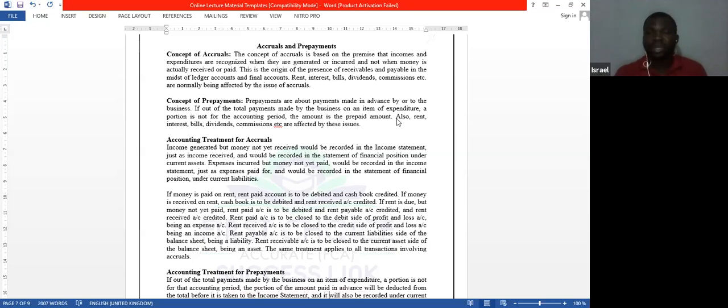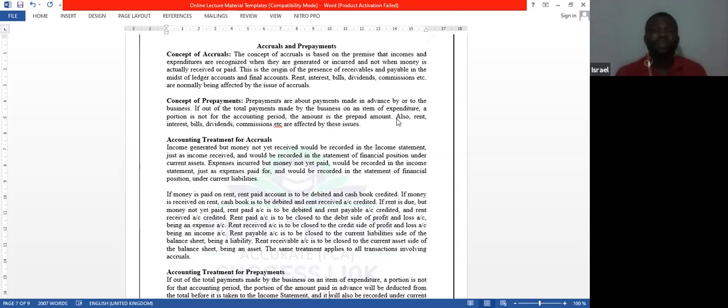We explained in a previous class when we mentioned the elements of the financial statement. The link between the expense and the liability is that it has not been paid, but it has been calculated and captured as an expense in the statement of profit or loss. But because it's an obligation as a result of past events, the settlement of which will lead to an outflow of economic resources, it is classified as a liability under the statement of financial position. So let's go back to the concept of accruals. The concept of accrual is based on the premise that incomes and expenditure are recognized when they are generated or incurred, and not when money is actually received or paid.